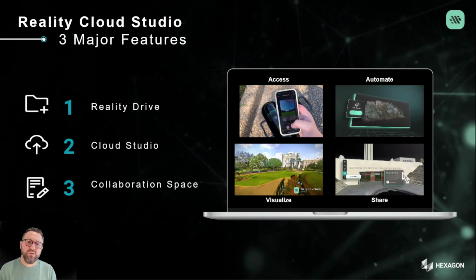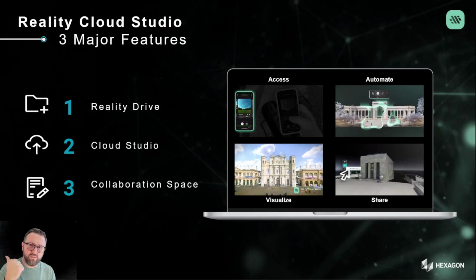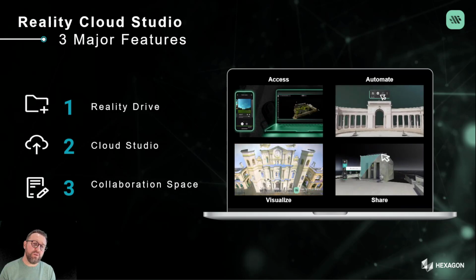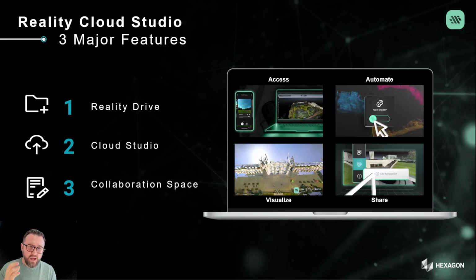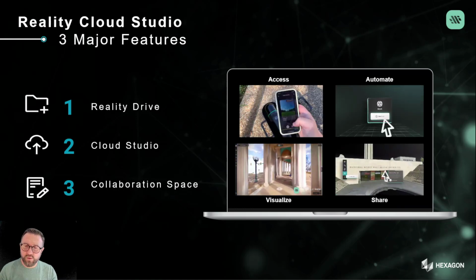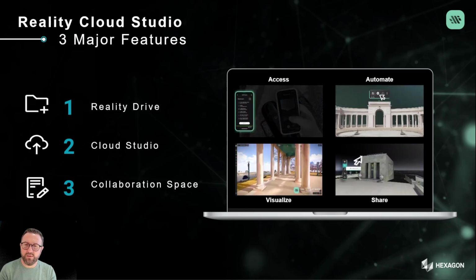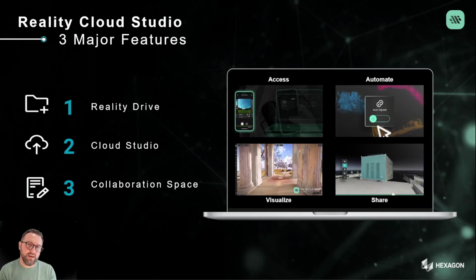So let's focus on the three major features of Reality Cloud Studio before we jump in. The first one is Reality Drive, then we have the Cloud Studio and the collaboration space. Reality Drive is what it says. This is a replacement for that kind of Google Drive, Dropbox scenario at the beginning. So you've actually got a centralized location where you can store your data.